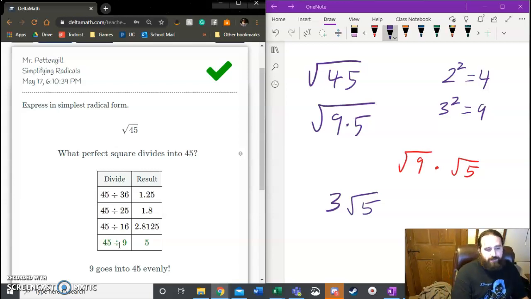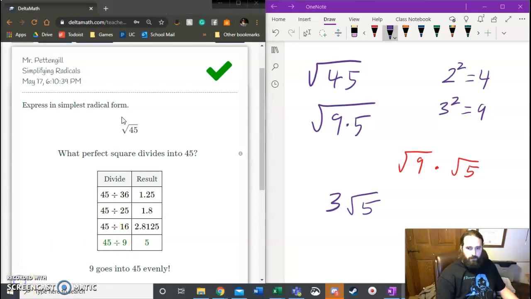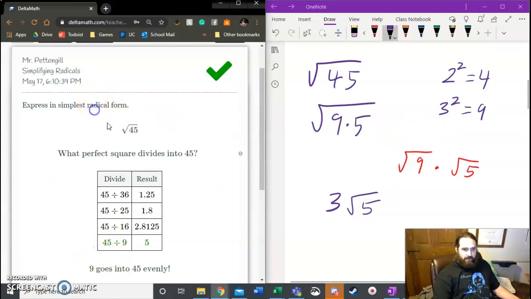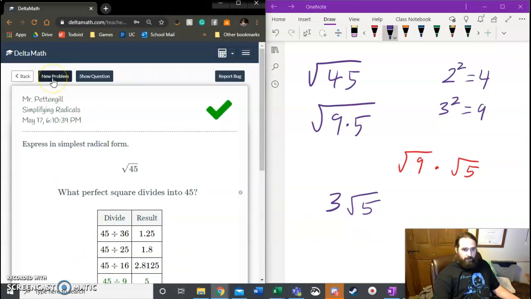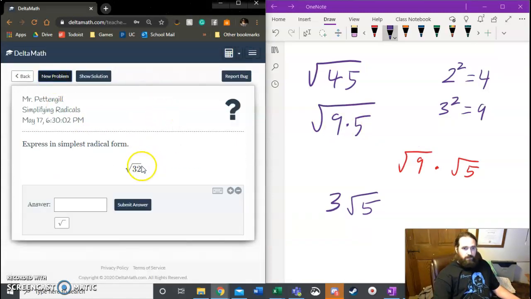So you want to be mindful. I'm going to pause temporarily. So again, what we're trying to do is simply find some perfect square that can divide these problems and move on with it. So new problem, 32.